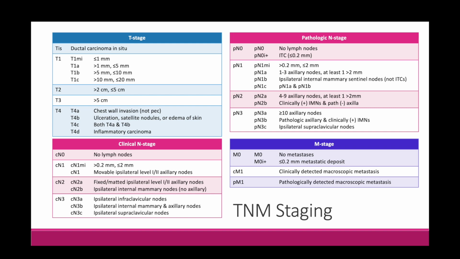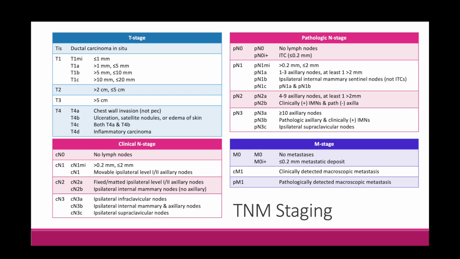Okay, so just to recap the T stage, TIS is ductal carcinoma in situ. T1 is anything less than 2 centimeters. T2 is 2 to 5 centimeters, and T3 is greater than 5 centimeters. T4A invades the chest wall. T4B, it invades the skin. T4C, it invades both. And T4D is inflammatory carcinoma. That is the T stage.